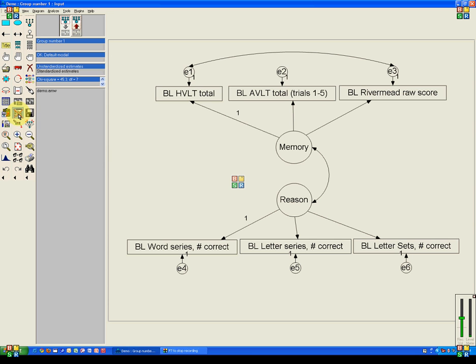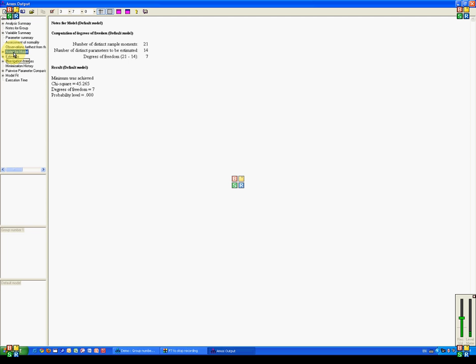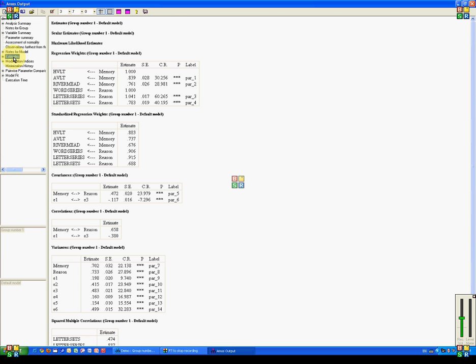Using the ledger tool to look at the output, I'll click here on Notes for Model, which would tell me if there were any admissibility problem. There aren't. So let's take a look at the estimates. A quick eyeball here tells me that none of the estimates look illegal. I don't have what seem to be weirdly high values or negative variances. We'll talk about that more in class.